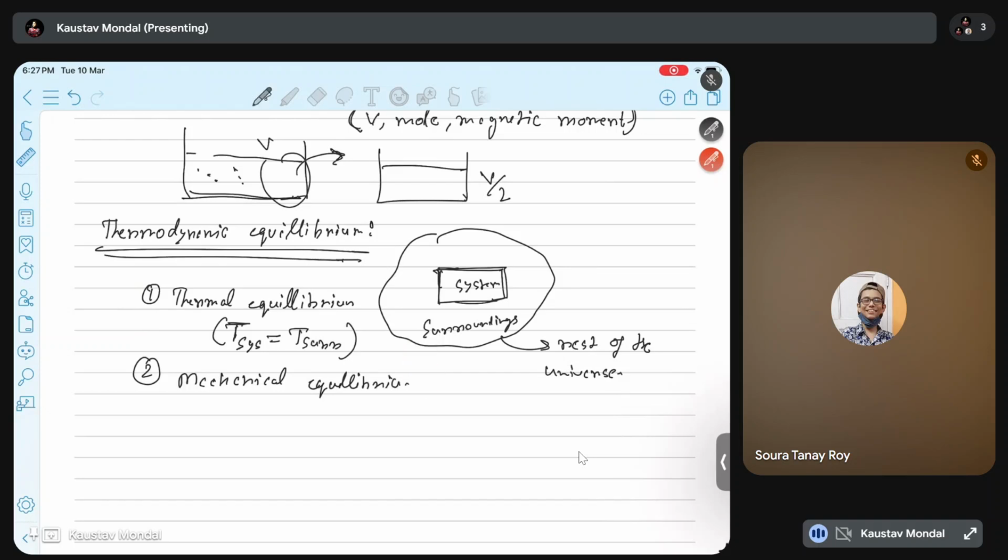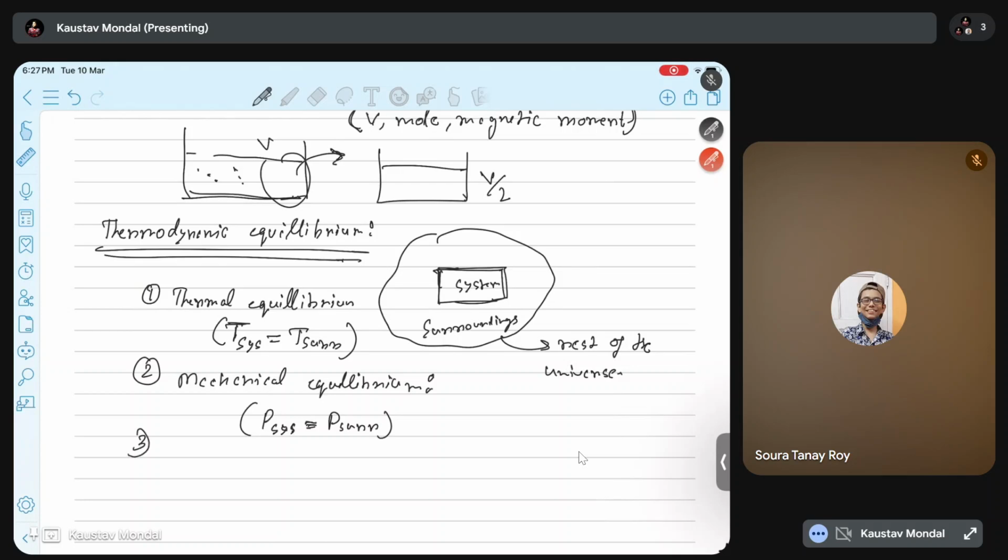Mechanical equilibrium, if there is not any unbalanced force between the systems, right? So if there are no unbalanced forces, in general, it is basically quantified by the pressure, because the pressure of the system is equal to the pressure of the surroundings. In that case, we may quantify it as mechanical equilibrium with the surroundings.